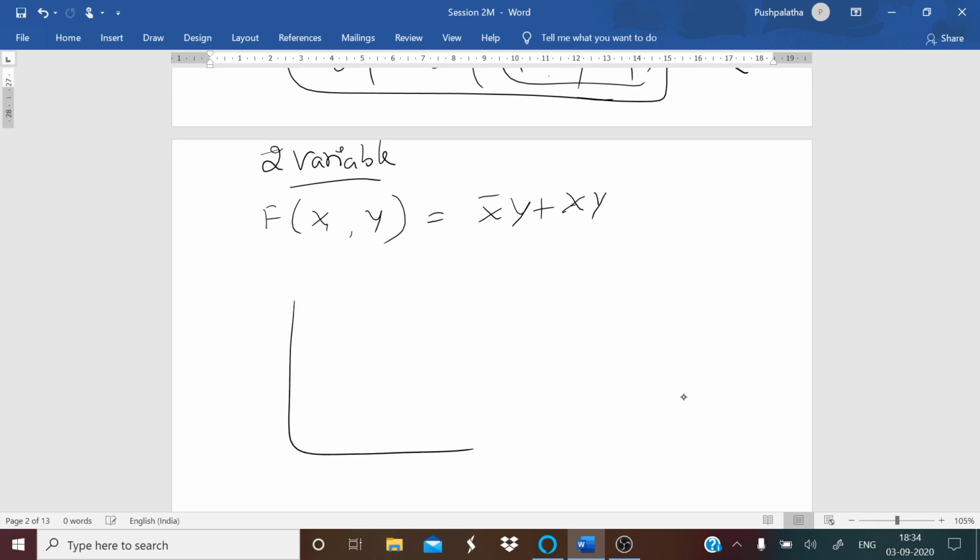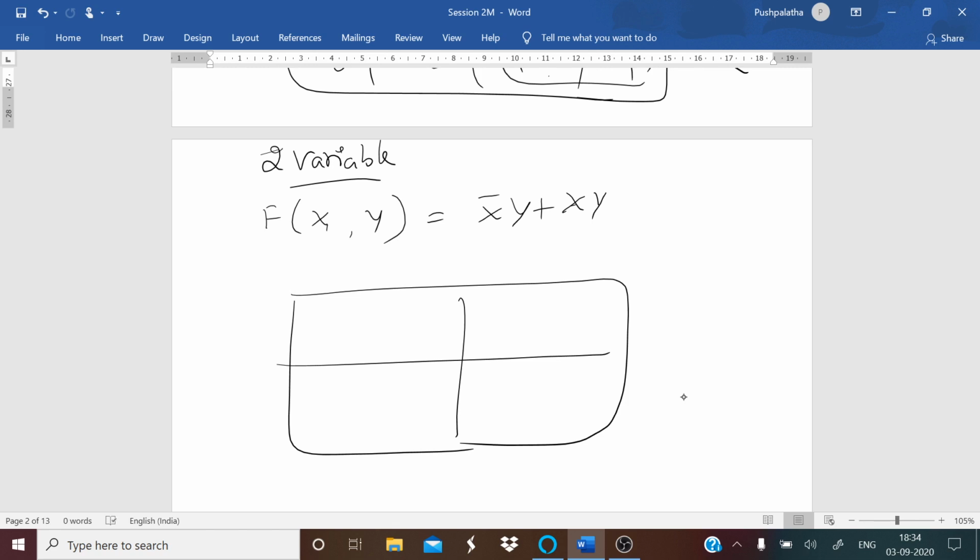So you will form a table. Okay, you will form this. So this is your x and this is your y. As we said, this is 0 and 1, 0 and 1. Hope you have understood. And then what we are going to do here is, this is your x bar and this is your x. This is your y bar and y. This is your sum of products. This is your product and this is your sum. So sum of products follows the min terms. So this is your 0, 1, 2 and 3.